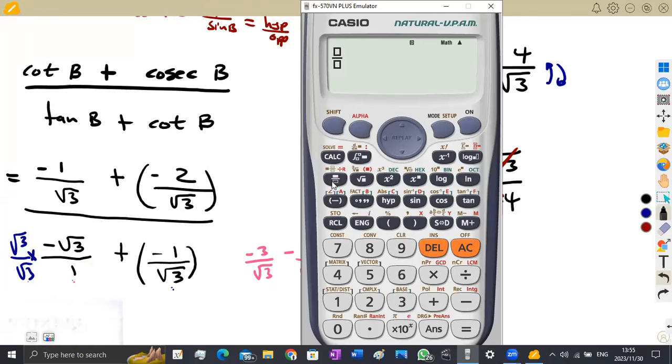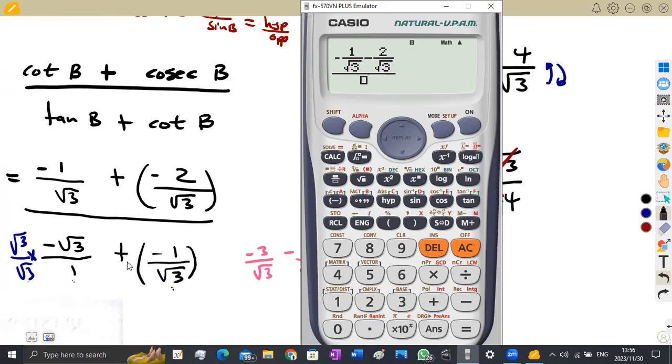So we've got negative 1 over the square root of 3, like this. Then we have plus, minus, which is a minus. We're going to have minus 2 over the square root of 3. So this is 2 over the square root of 3, all right? 2 over the square root of 3.